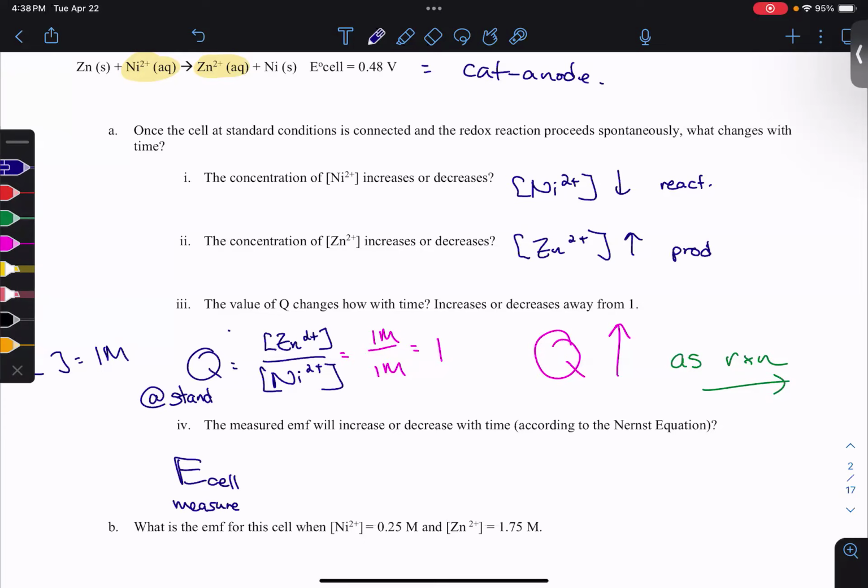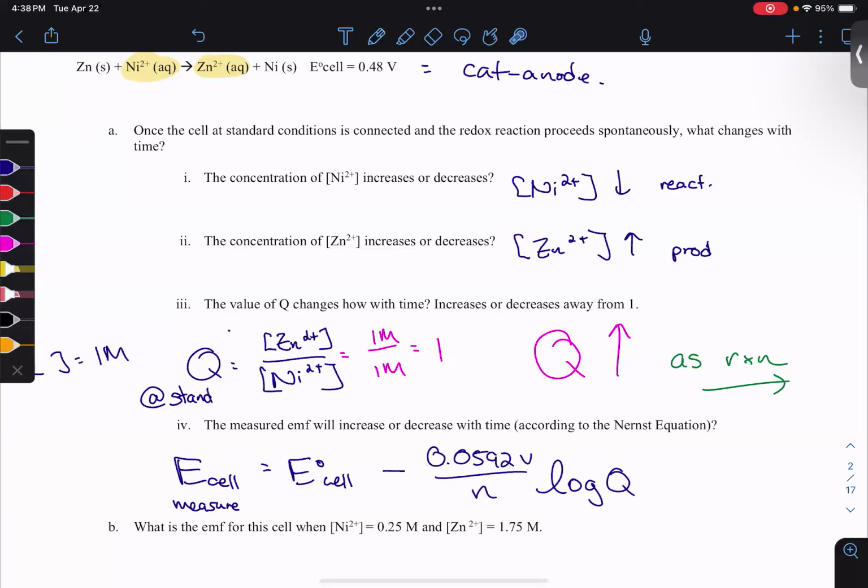It means at non-standard conditions, the cell potential is equal to your cell potential at standard conditions minus 0.0592 volts over n log of Q. And so we do give you the Nernst equation on the exam. You just need to know when to use it. And we use it when we are at non-standard conditions, when I give you concentrations of stuff, all right?